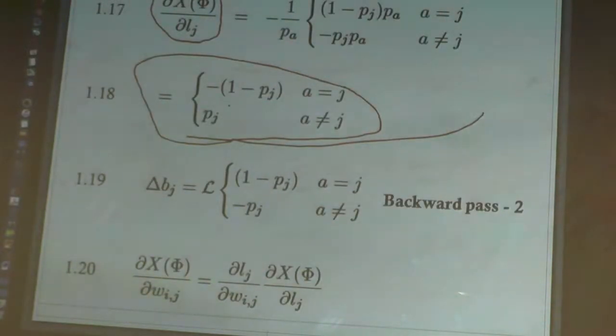We've shown that by applying successive differentiation, we can actually show that the difference in the bias can be a function of the softmax, depending on whether a equals j or a is different from j. And then we have successfully shown that we can actually differentiate that quantity. Why is this important? I'll tell you why.